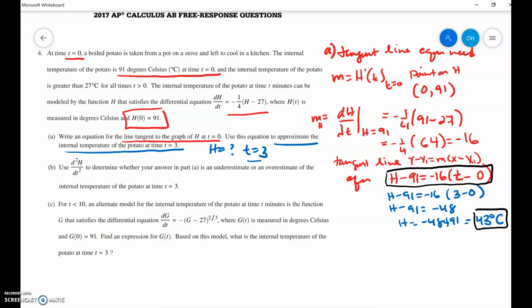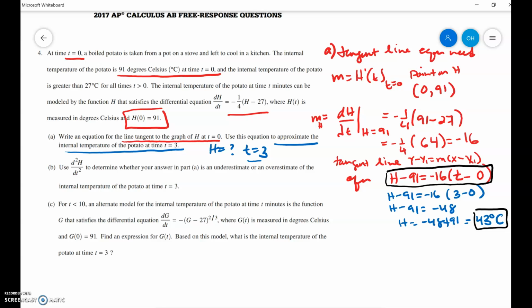All right, moving on to part B. Basically this means use the second derivative of h to determine whether your answer in part A is an underestimate or an overestimate of the internal temperature of the potato at time t equals 3. So whenever they ask whether it's an underestimate or an overestimate, and we're using the second derivative, the purpose of the second derivative is to tell you about the concavity.